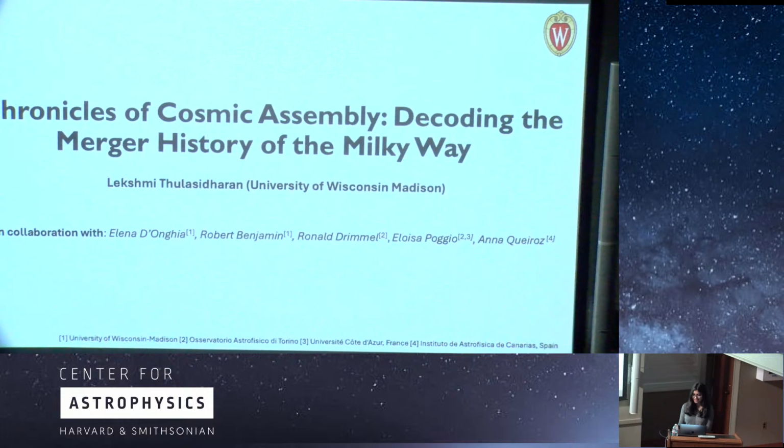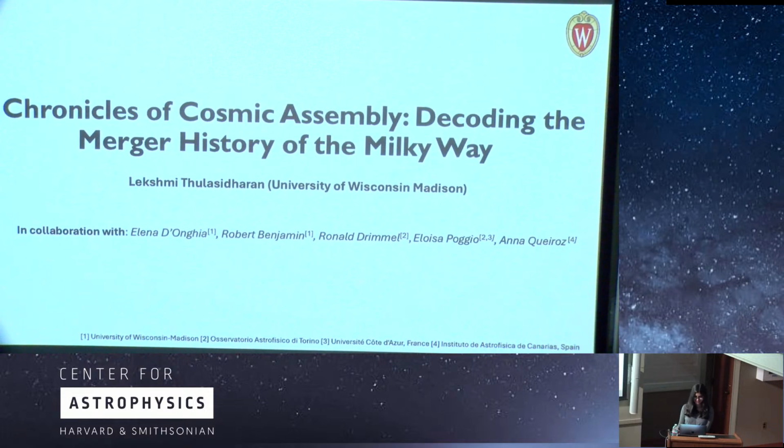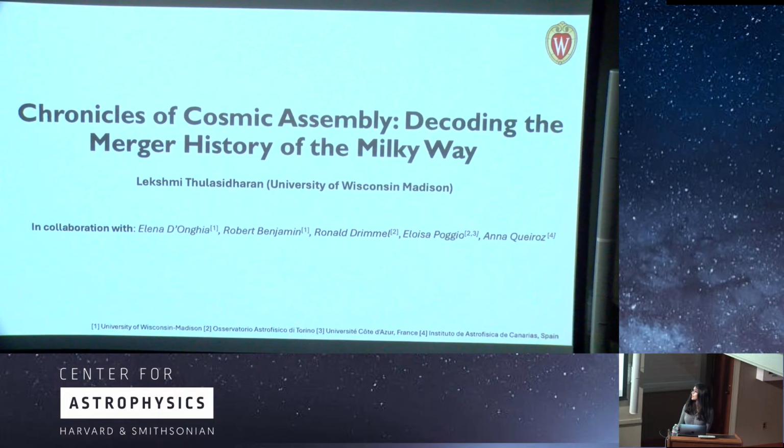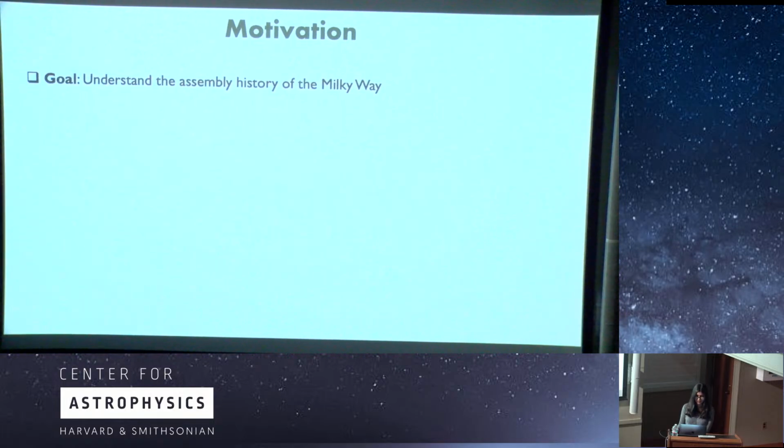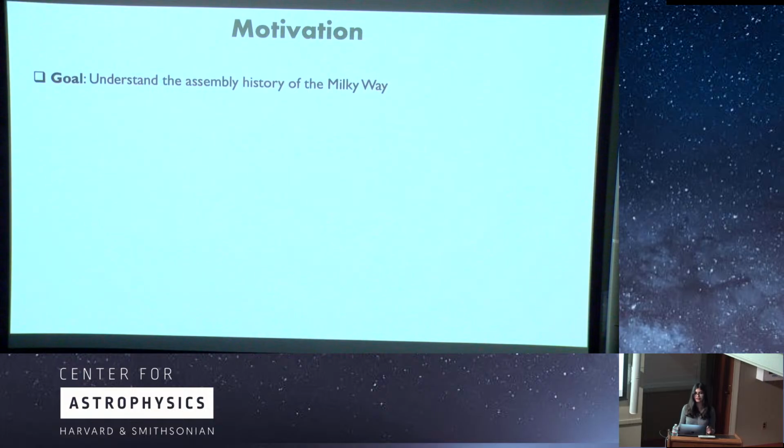Okay, sorry about that. So let me start by talking about why understanding the merger history of the Milky Way is important. The hierarchical theory of galaxy formation says that galaxies form gradually over time by accretion and mergers of small satellite galaxies. So now with all these data coming in from various sky surveys such as Gaia, the Milky Way is an excellent setting for testing these theories of galaxy formation and evolution.